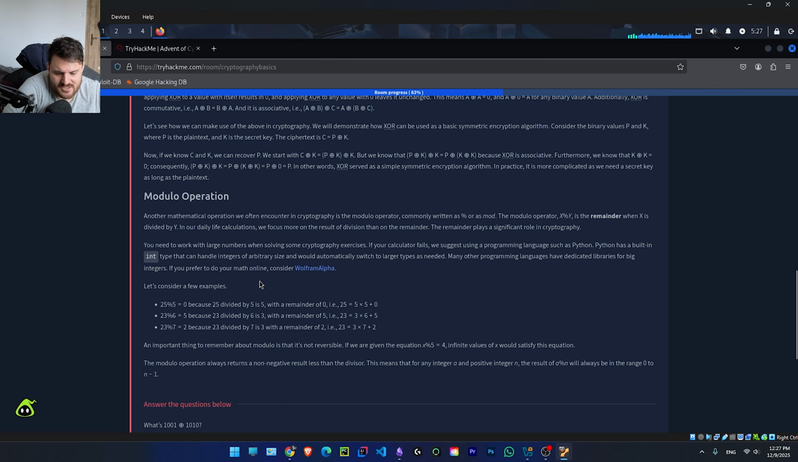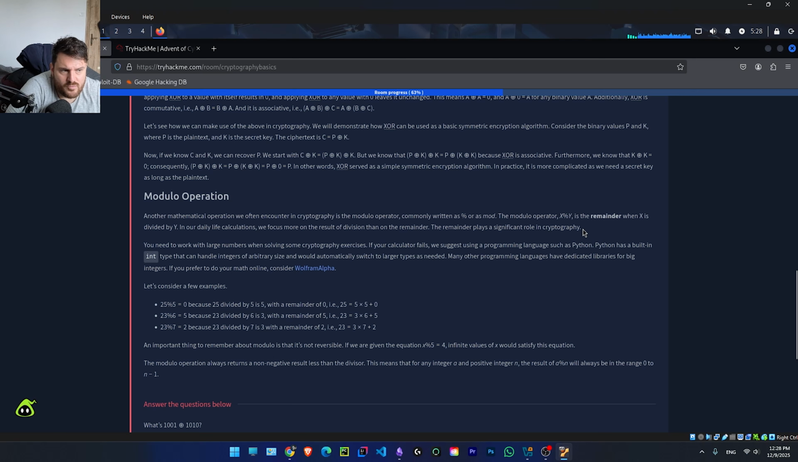Modulo operator. Another mathematical operation we often encounter in cryptography is the modulo operator, commonly written as percentage or as mod. The modulo operator x modulo y is the remainder when x is divided by y. In our daily life calculations, we focus more on the result of division than on the remainder. The remainder plays a significant role in cryptography.